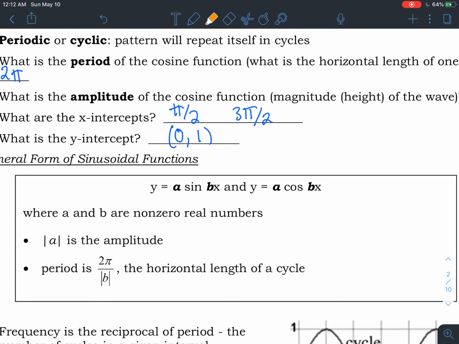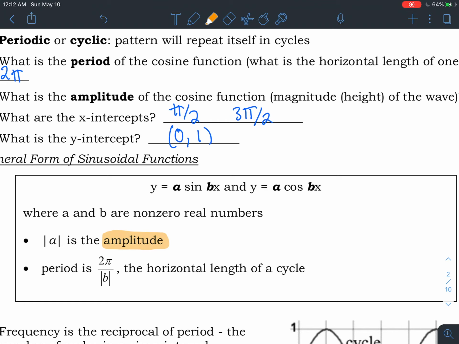When we multiply on the outside, that's going to be a vertical change. That's going to be stretching it out vertically. In this case, an a value, which is on the outside, is going to change the amplitude. So that's going to change the height of my wave. So how high up it goes from 0, how low down it goes for the crest or for the trough, down from 0.